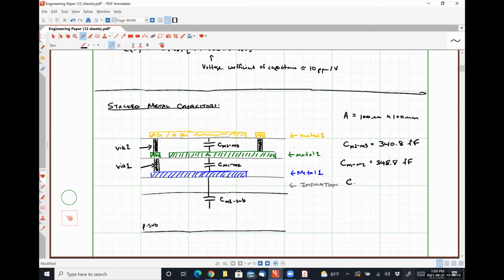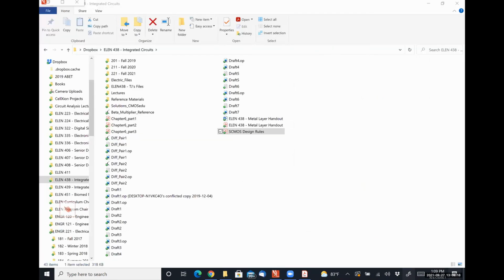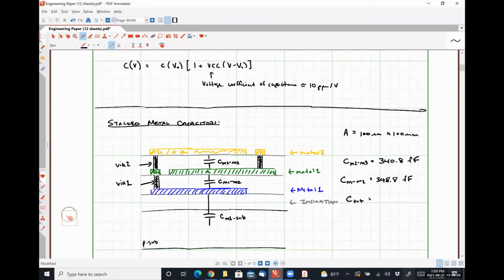Femtofarads for a total capacitance of 688.8 femtofarads, right? If I added those, no, that's not even 689.6. I did the mental math in my head very poorly.